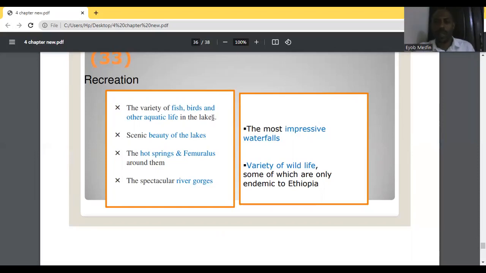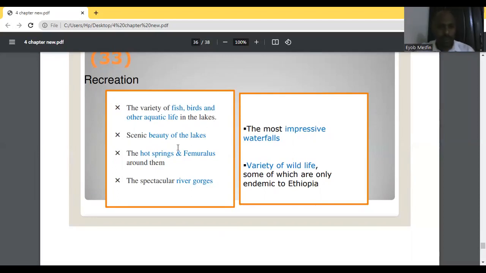So the Rift Valley areas are endowed with birds, fish, and others. Those potentials have a good potential to attract tourists, either the domestic tourists or the international tourists.